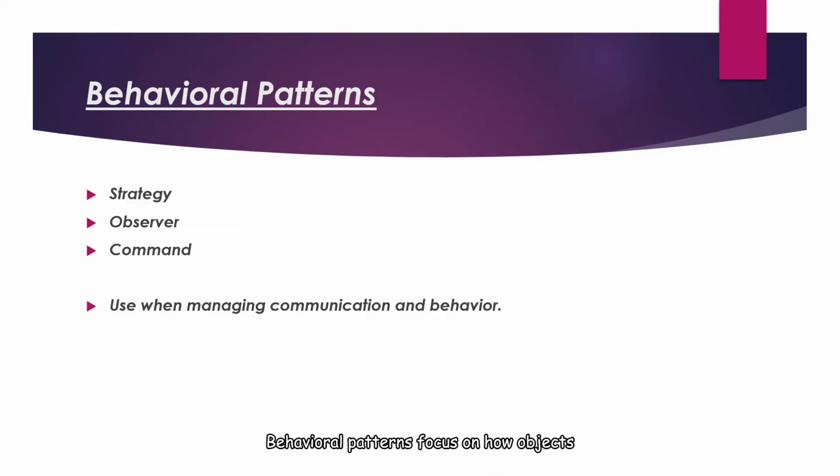Behavioral patterns focus on how objects communicate and behave. They help distribute responsibility in a flexible and dynamic way, a key to achieving low coupling and high cohesion. Some examples include strategy, which lets you define a family of algorithms and switch between them at runtime, like choosing between different sorting methods. Observer, where objects subscribe to events and react when changes happen, perfect for event-driven systems. Command, which turns requests into standalone objects, enabling undo, redo, and queuing. Behavioral patterns make your code more adaptive to change and easier to maintain.